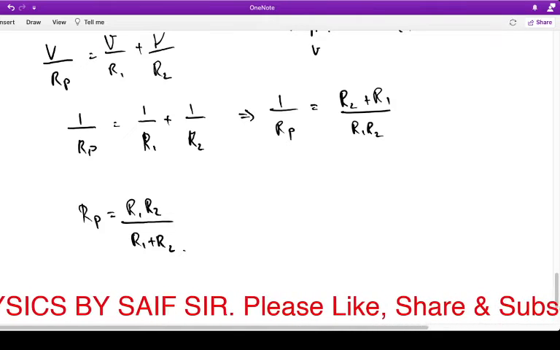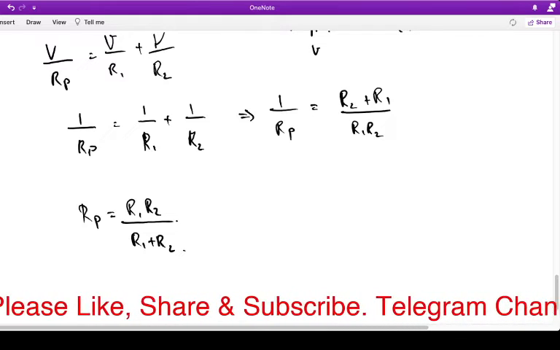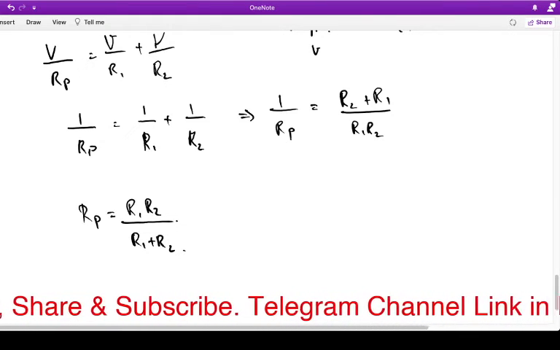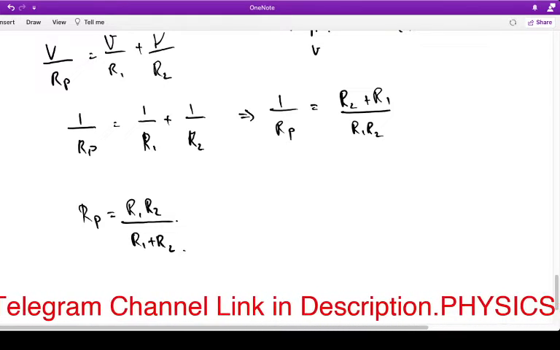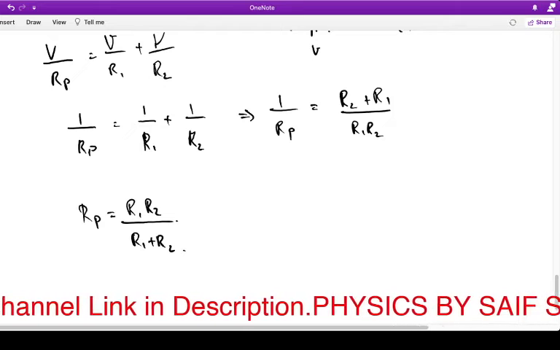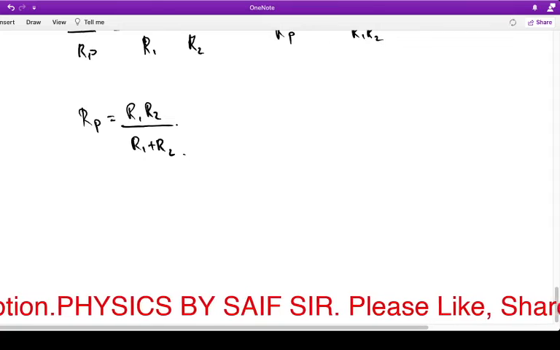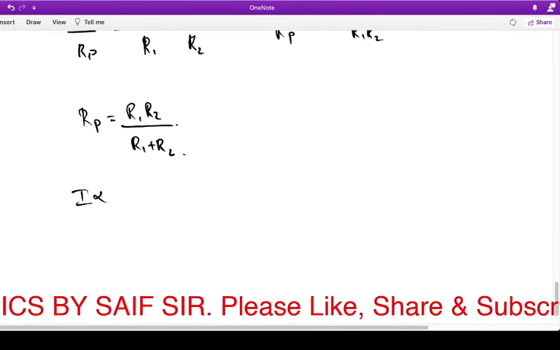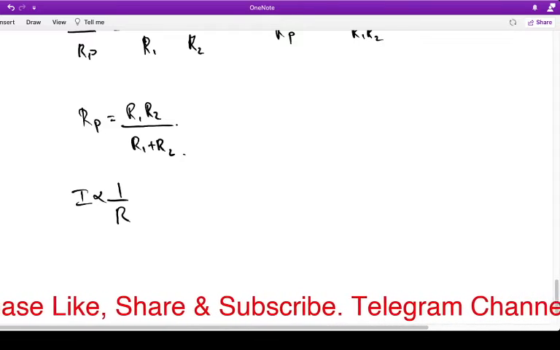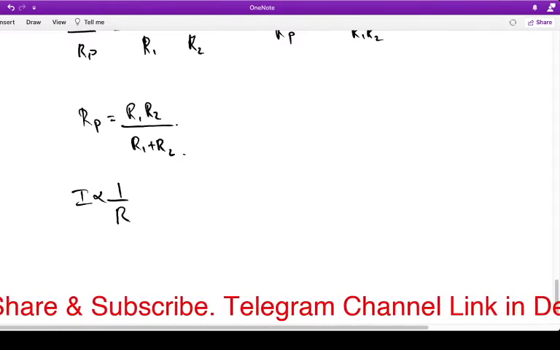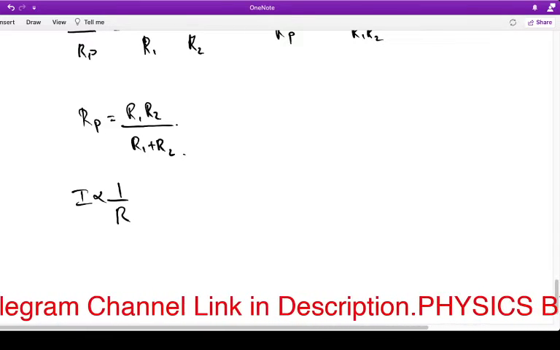Okay, so in parallel combination current divides. Based on that you got the parallel combination of resistance. In the last one, what we have seen, V is directly proportional to R. So if there is an increase in resistance, there is an increase in the voltage. But here I is inversely proportional to R based on Ohm's law. In parallel, because V is constant, I is inversely proportional to resistance. If there is an increase in resistance, there is a decrease in current.